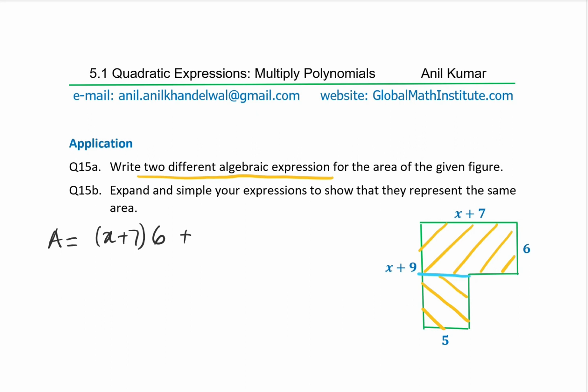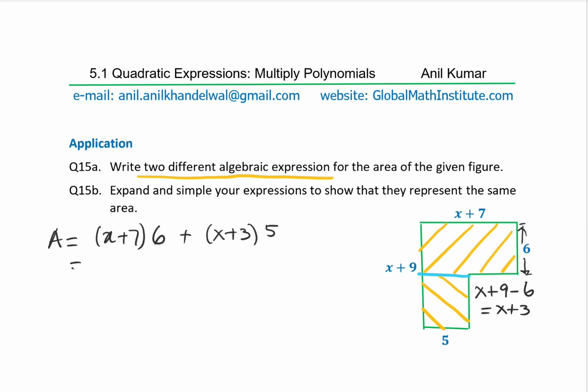That is 5 times that length. Now, how much is this length? Well, this length is x plus 9 minus 6, which is x plus 3. Perfect. We have to take away this length 6 to get the remaining, which is x plus 3. So the area for this smaller rectangle will be x plus 3 times 5.